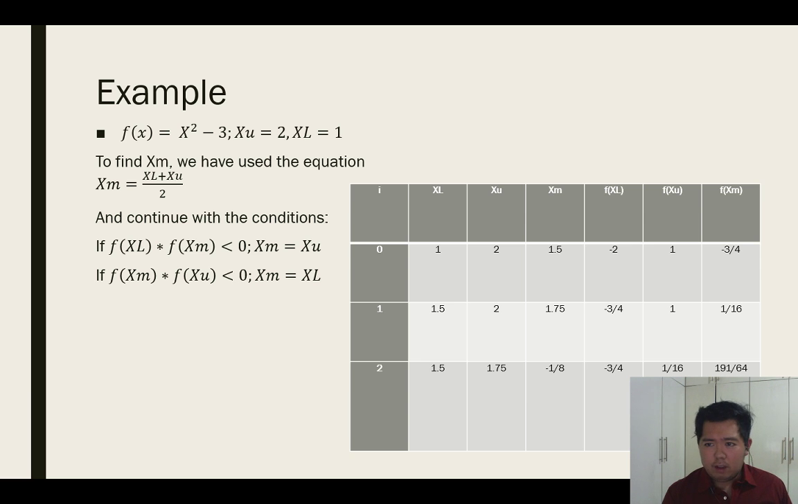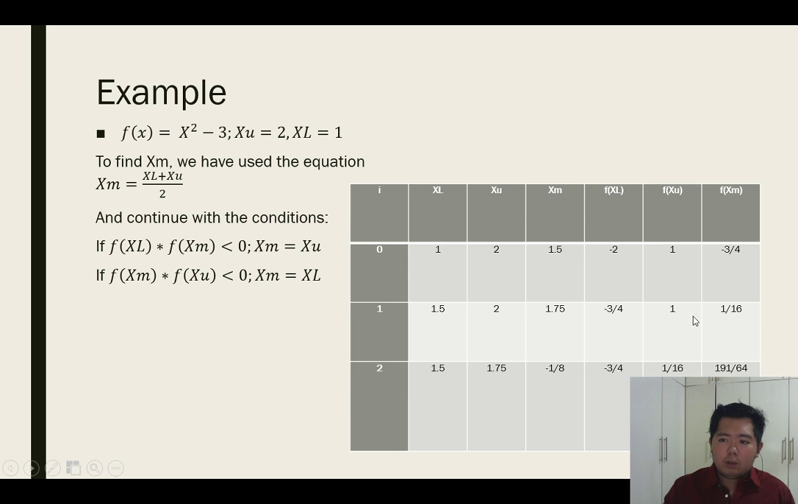Next is f(xm), negative 3/4, times the function of xu, which is 1. Since negative 0.75 is less than 0, therefore we are going to replace xl with xm. So here you see our xm at the first iteration is 1.5. Since the product of f(xm) and f(xu) is less than 0, we're going to replace the lower x with xm.